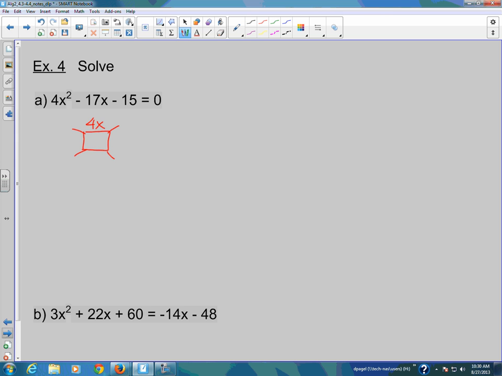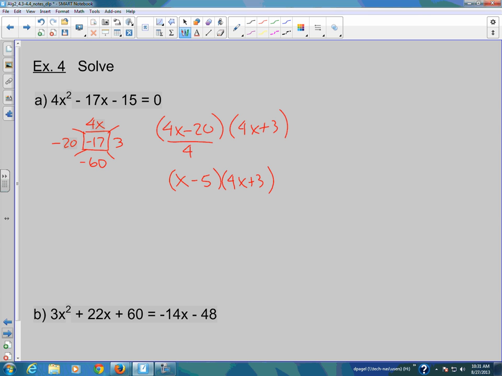We have a 4x², we have a -17x, we have a -60 because of 4 times -15. Factors of -60 that produce a -17 are -20 and +3. So I have a 4x minus 20 that I can reduce. I have 4, and I have a 4x plus a 3. So we get x minus 5 and a 4x plus a 3.